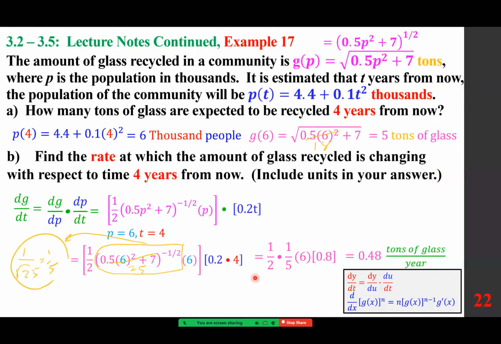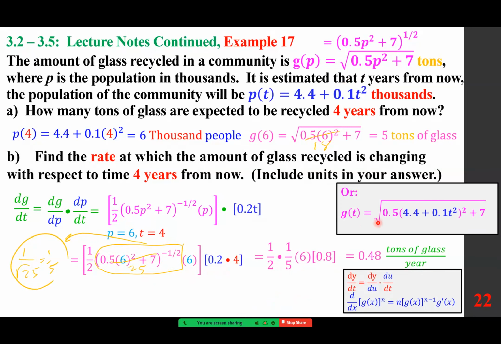Now, of course, I can replace the P with this, and I have G of T equals the square root of 0.5 times the parenthesis 4.4 plus 0.1 T squared to the second power plus 7, and work on differentiating this and everything else. But most likely this is more complicated than using Leibniz's notation.